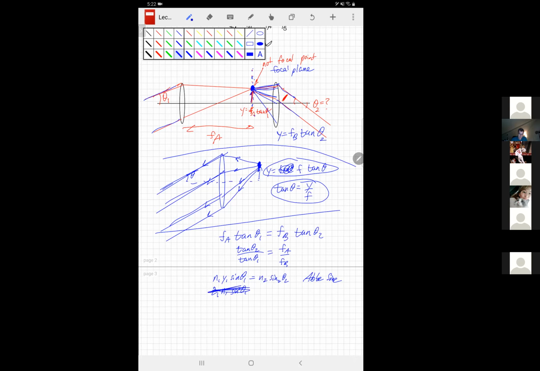This book, I was completely wrong about the... so you can rewrite it as n1 y1 sine theta 1 over 2 equals n2 y2 sine theta 2 over 2.